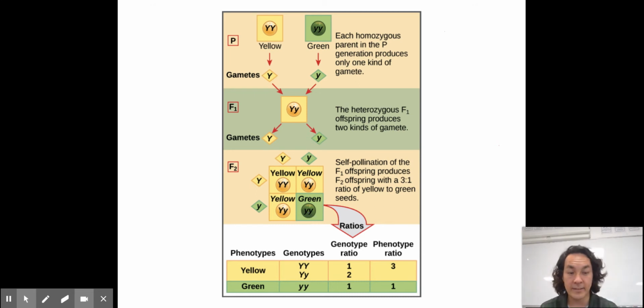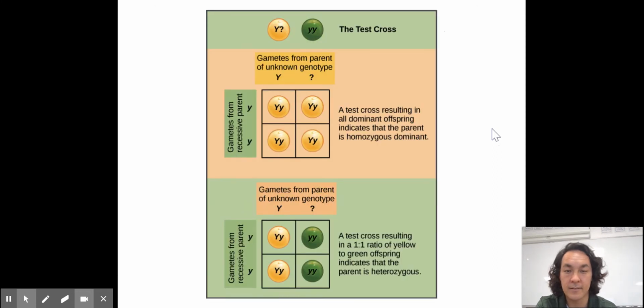So if you were to have 1,000 flowers, you would say 75% of them would be yellow, or around 750. Green would be around 250, or 25%. And you can do some math to see if it's following that. It's called a chi-square test.